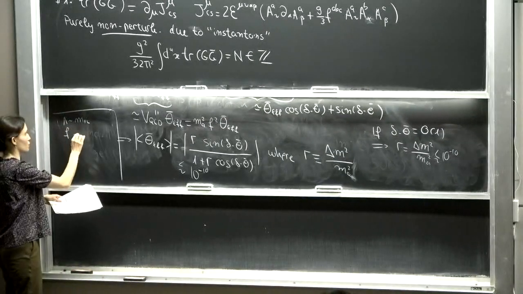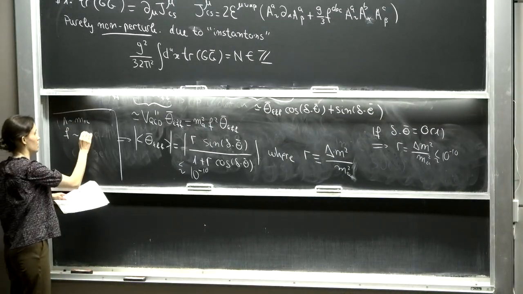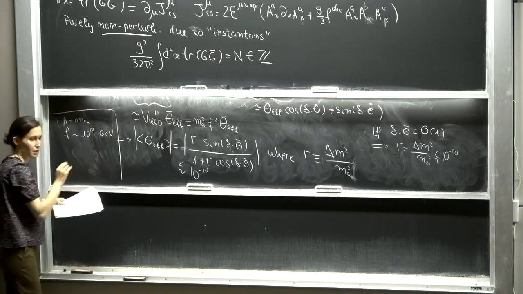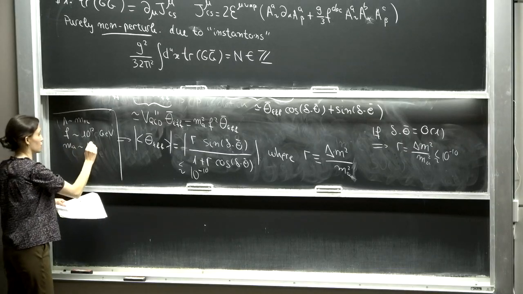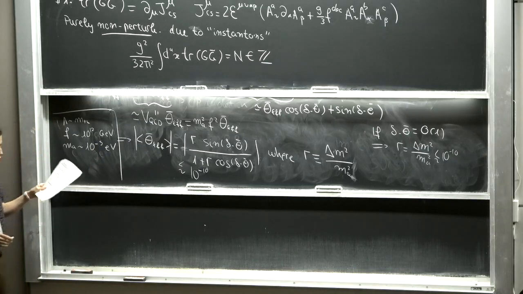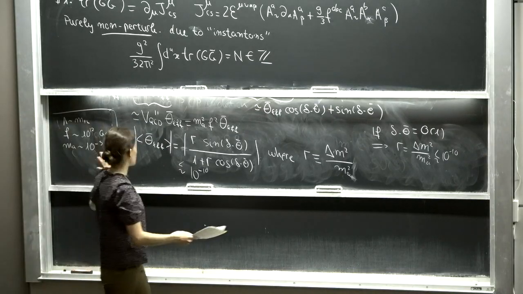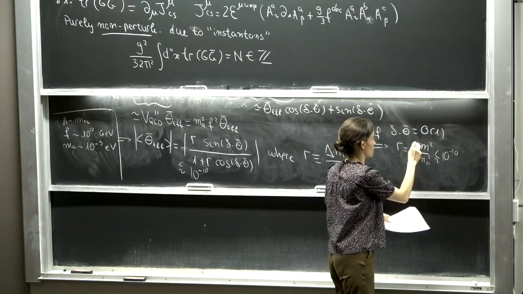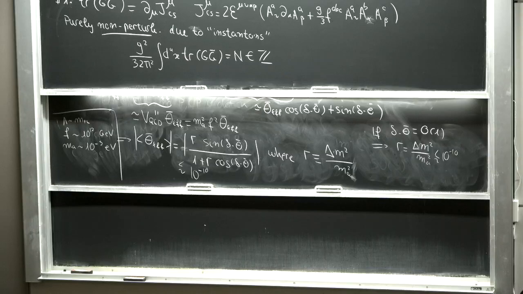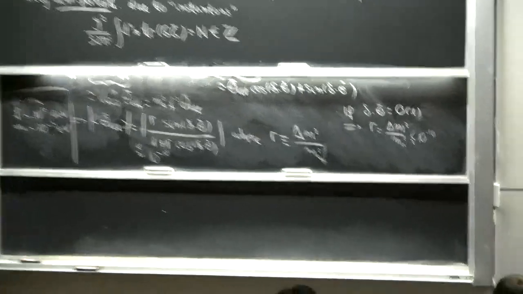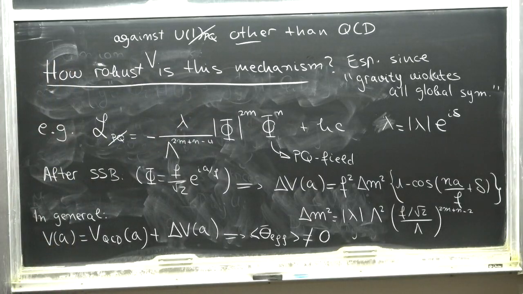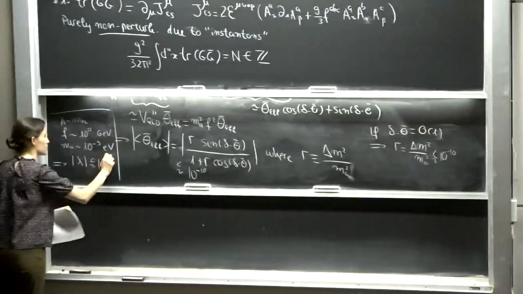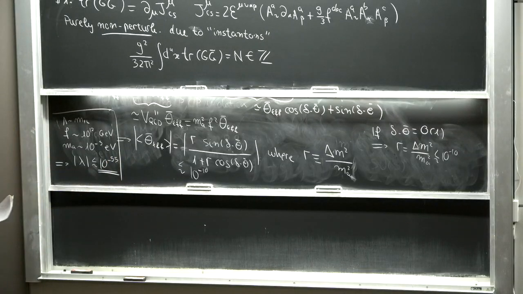We take the scale of PQ spontaneous symmetry breaking to be, say, of order 10^12 GeV, which I believe is still consistent with current constraints. And this will correspond to a QCD axion mass of order 10^-5 electron volts. So if I put in these numbers and we express this delta m squared in terms of the various fundamental parameters like lambda, what we find is a constraint on the size of this dimensionless coefficient. And for these numbers, the overall parameter needs to be smaller than 10^-55. Okay.